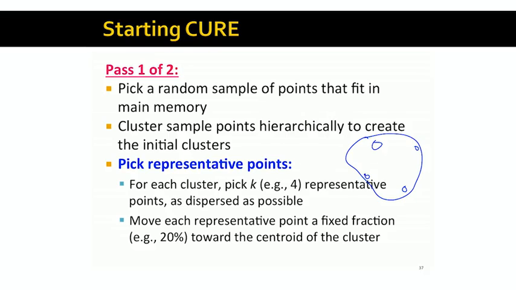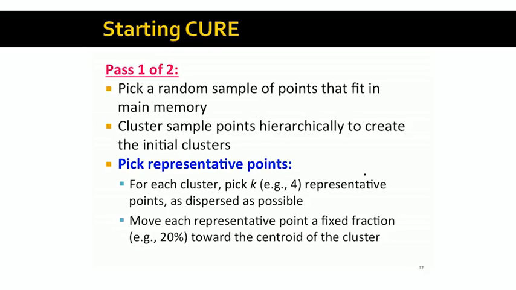In a previous lecture, we discussed how to pick points that are as dispersed as possible in a cluster. The technique is to, for each cluster, first pick the first point at random, and then pick the second point to be within the cluster but as far away from the first point as possible. And you pick the third point to be still within the cluster but as far away from points 1 and 2 as possible, and so on. We've covered this technique in a previous lecture.